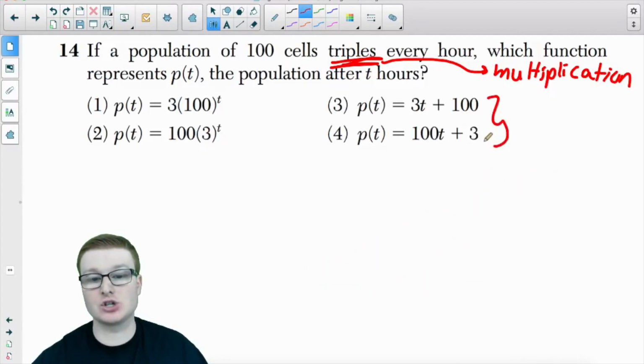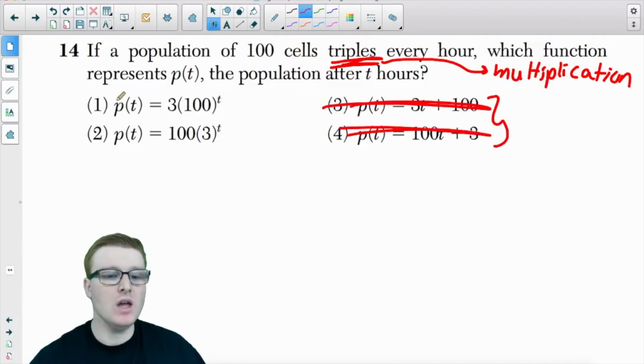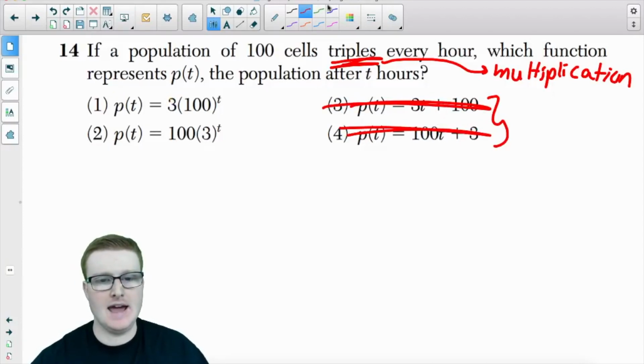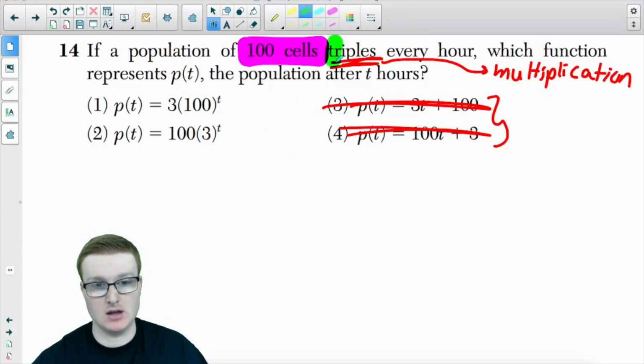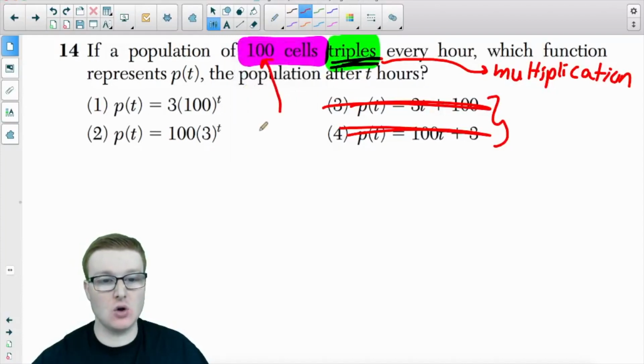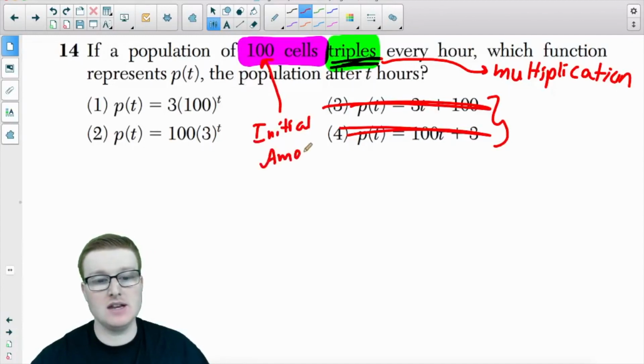So choices 3 and 4 show lines. This shows a slope of 3. This shows a slope of 100. Those make absolutely no sense. Get rid of them. Choices 1 and 2, on the other hand, those show exponential growth. Absolutely. Now, it says here, a population of 100 cells triples. So the 100 that you see here is called the initial amount. The initial amount is the amount that you start with.